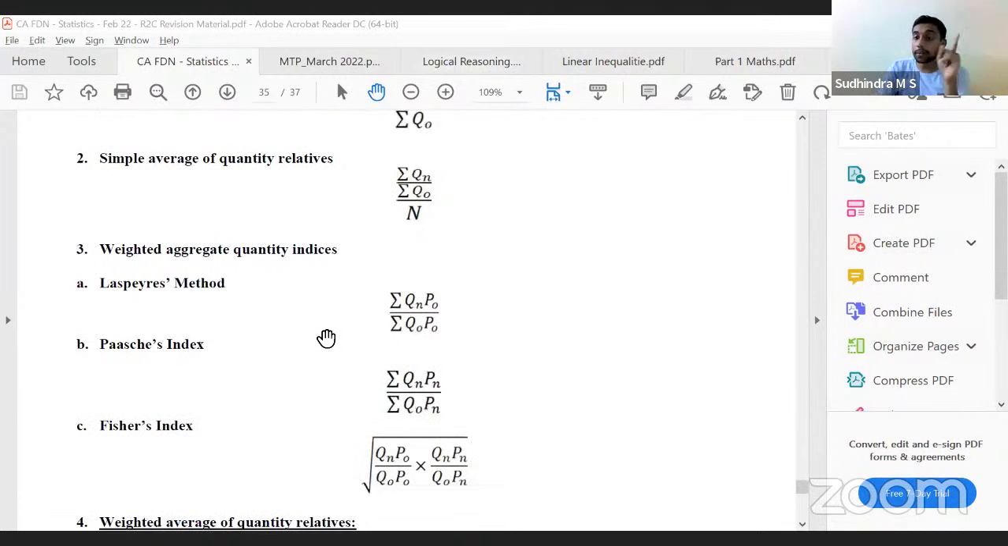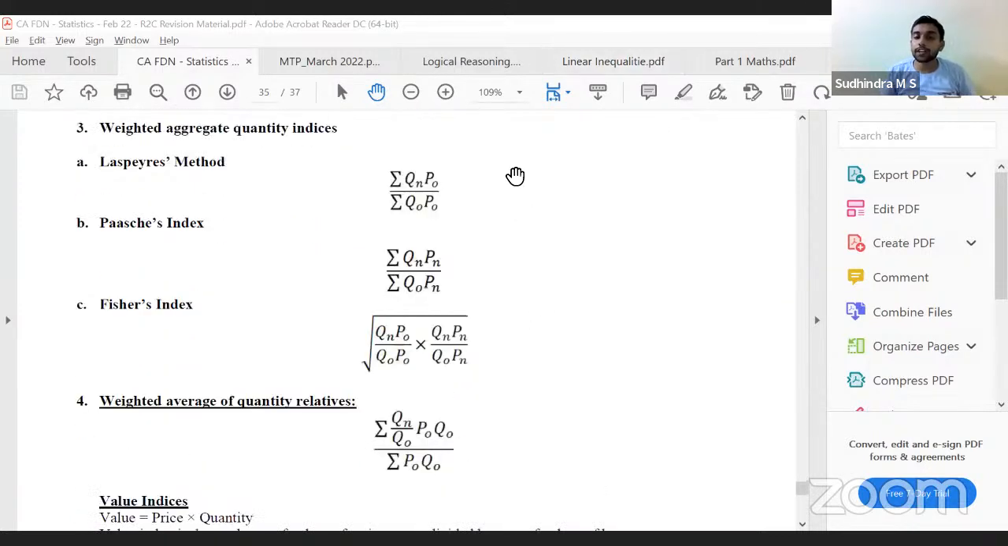For Laspeyres, in price index it is summation P1 Q0 by P0 Q0 into 100. Since here it is quantity, first we'll have Q1 by Q0. Since it is Laspeyres, base year's price would be the weight, so summation Q1 P0 by summation Q0 P0. In case of Paasche, Q1 Q0 only, but current year prices would be the weights, so Q1 P1 by Q0 P1. In case of Fisher, it is again the geometric mean of Laspeyres and Paasche index numbers. Is that clear?